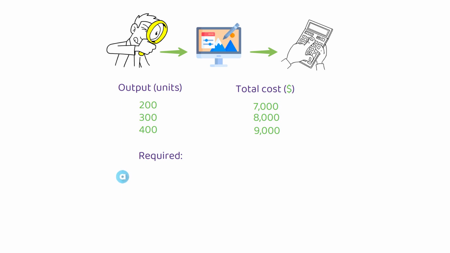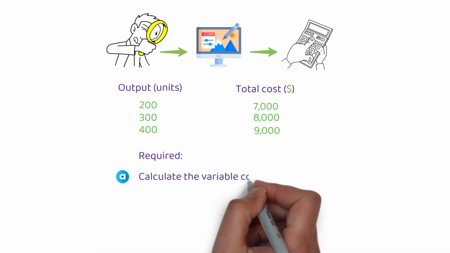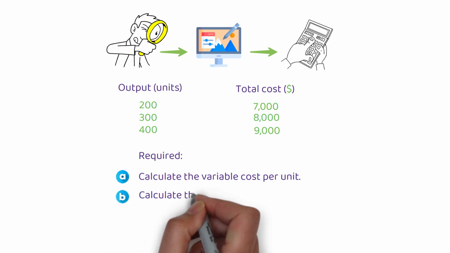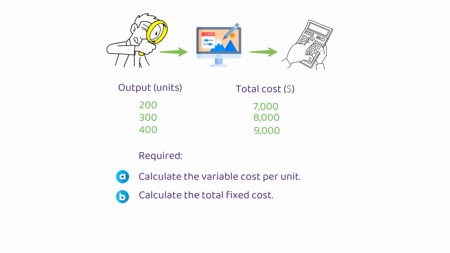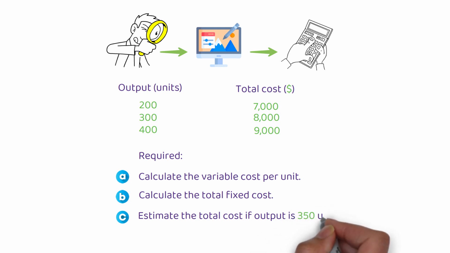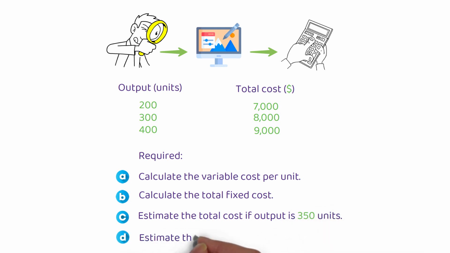Required: A. Calculate the variable cost per unit. B. Calculate the total fixed cost. C. Estimate the total cost if output is 350 units. D. Estimate the total cost if output is 600 units.